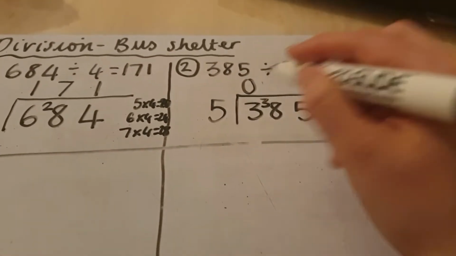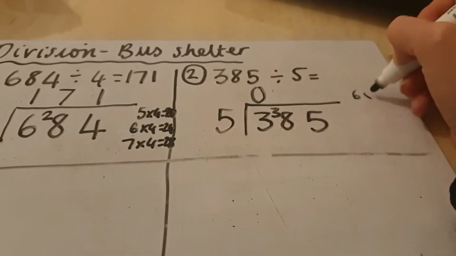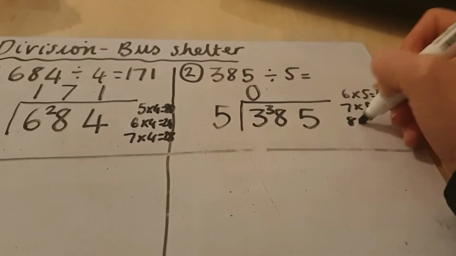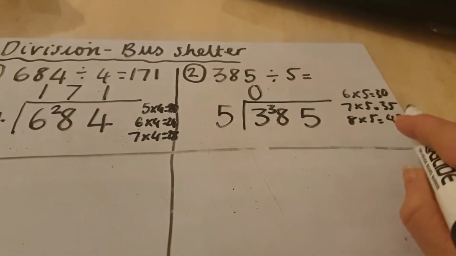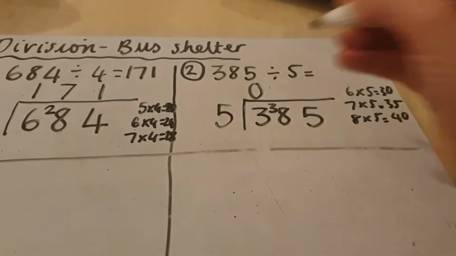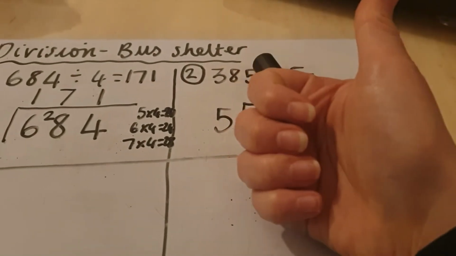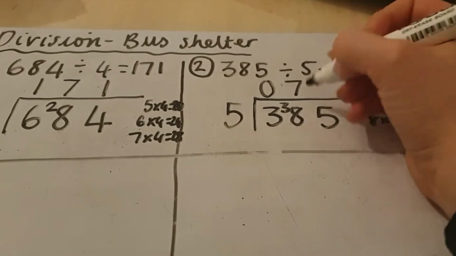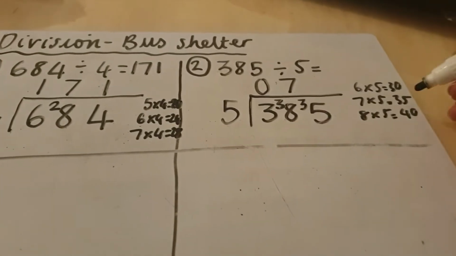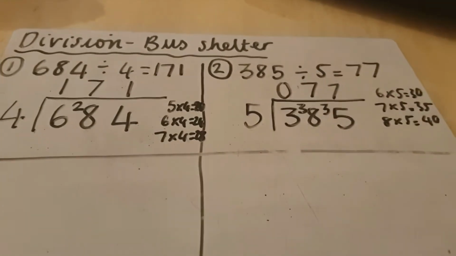Now my next question is, how many groups of 5 can I get into 38? Well, let's do our times tables. We know 6 times 5 equals 30. 7 times 5 equals 35. 8 times 5 equals 40. Well, 40 is too much. So therefore, we need to make sure it's the one before that, which would be 7, because 7 times 5 equals 35, but that leaves us a remainder of 3: 36, 37, 38. So we carry that 3 over. So then we do the next bit. How many 5s go into 35? Now you can already see that it is 7. So your answer is 77, okay?